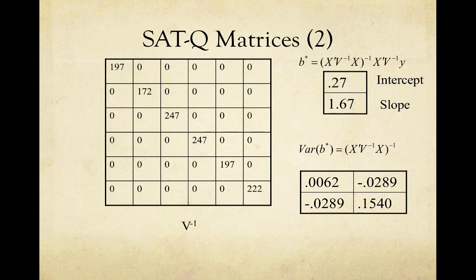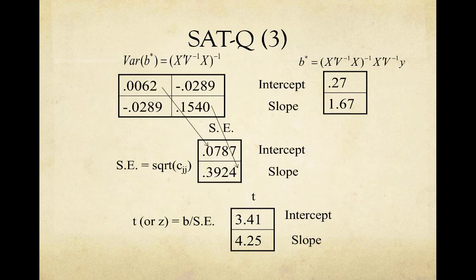So to find the regression weights, we solve that X prime V inverse X quantity inverse, and X prime V inverse Y, and we get 0.27 for the intercept and 1.67 for the slope when we do that. When we find this variance matrix, variance of B star, we've got 0.62 and 154 in the main diagonals, and for the off diagonal, we've got minus 0.289. So a little matrix multiplication, get these.